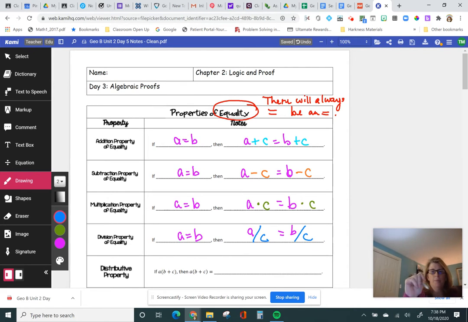And our old pal, the distributive property. If A is going to multiply B plus C in parentheses, remember when we would use these little arrows that would go like this? We would say, hey, we're going to multiply like that. It would be AB plus AC, just multiplying it straight out.